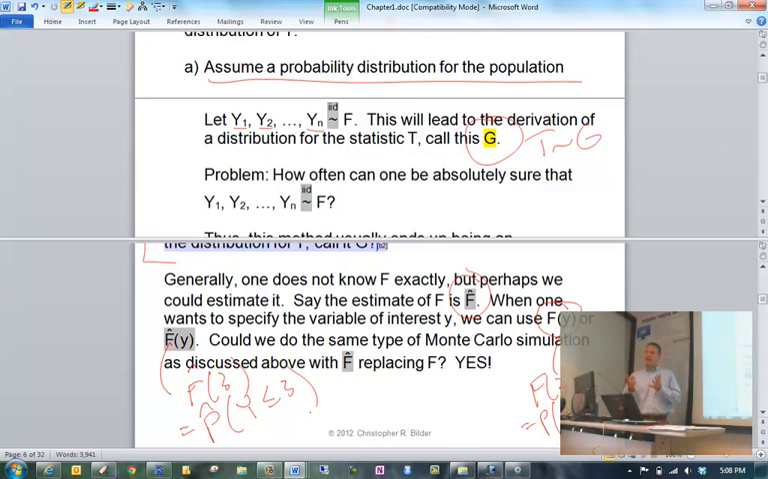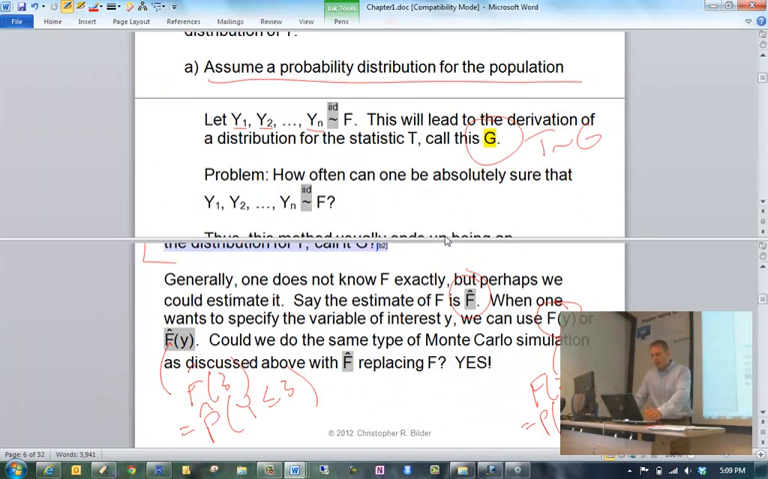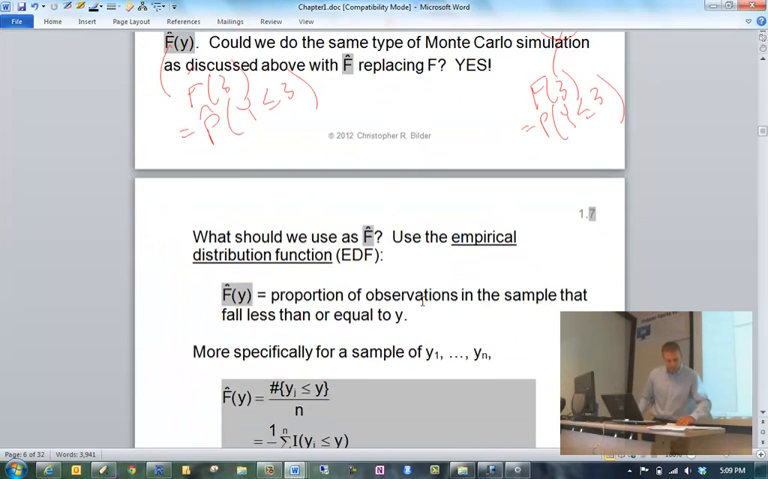So if I have F hat, could we do the same type of Monte Carlo simulation that we just talked about here to approximate the distribution for t? Yeah, just do that. The key is you need to have a way to draw a sample then from F hat. We'll discuss how to do that probably next time. But before we talk about that, let me see where we are here. Yeah, we'll keep on going.